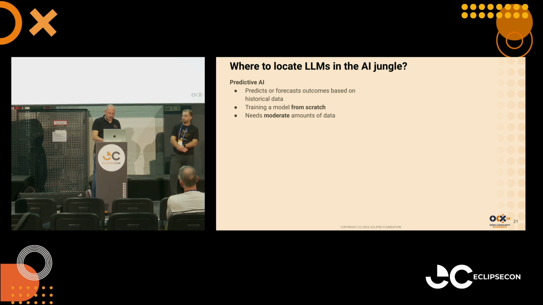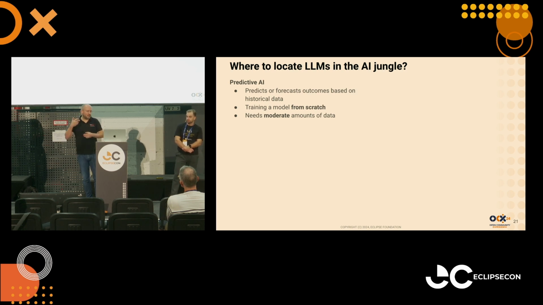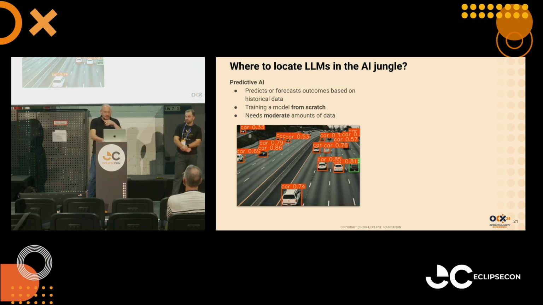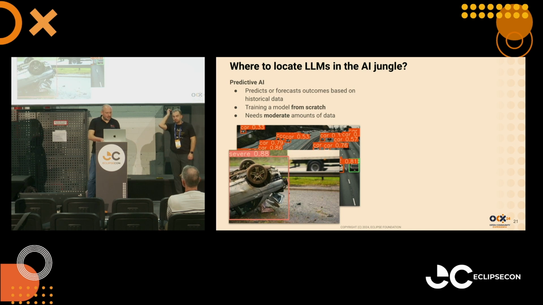When locating those models, LLMs, large language models, in the AI jungle, we have predictive AI, which people know from the past years. It's when you want to predict or forecast outcomes based on historical data. You take a model with a moderate amount of data, you build this model from scratch, and with that you can do things like identifying cars in a picture with a certain probability. You can assess the severity of car accidents. Here it has 88%, most probably because the wheel can still be used. That is a typical use case for predictive AI.